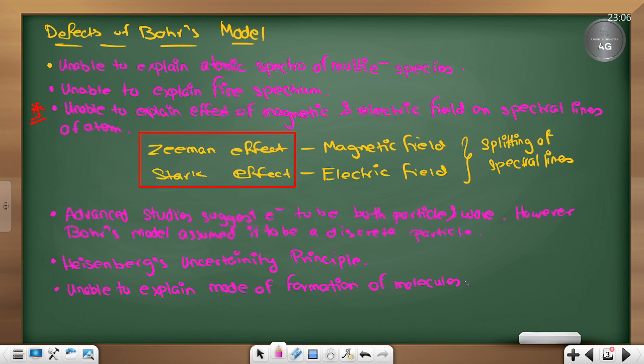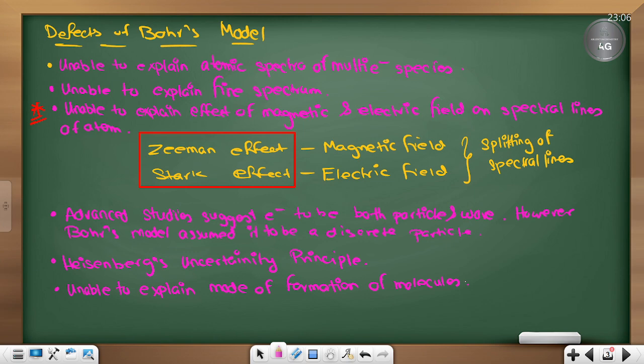So these are the list of defects of Bohr's model. Repeating again, summarizing again: Bohr's model is not applicable for multi-electron species. Bohr's model does not explain fine spectrum. Bohr's model does not explain the effect of magnetic and electric field on spectral lines. Advanced studies support the electron's dual nature, but Bohr has assumed the discrete particle nature. Heisenberg's principle was an exception to Bohr. And the last one is mode of formation of molecules, which is not explained by Bohr's atomic model. Clear? So, saying all these things, we had to discard Bohr's model. Not completely, but partially we had to do it.